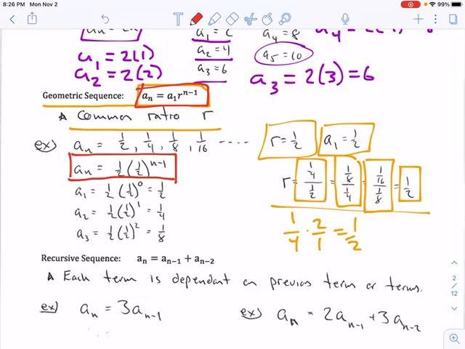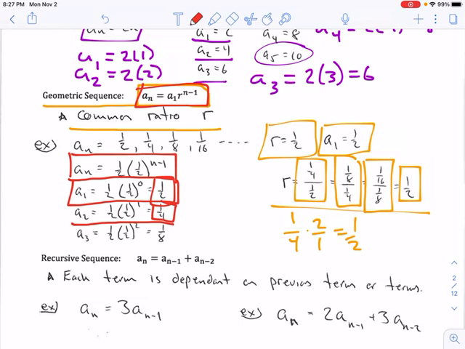Now we can check to see if this nth term formula, or general formula for the sequence, actually works by seeing if we can generate the first 3 terms of this particular sequence. So when n is equal to 1, a sub 1, we get 1/2 times 1/2 to the 1 minus 1 power, which is the 0 power. 1/2 to the 0 power is 1. 1 times 1/2 is 1/2. For a sub 2, we have 1/2 times 1/2 raised to the 2 minus 1 power, or the first power, and 1/2 times 1/2 is 1/4.